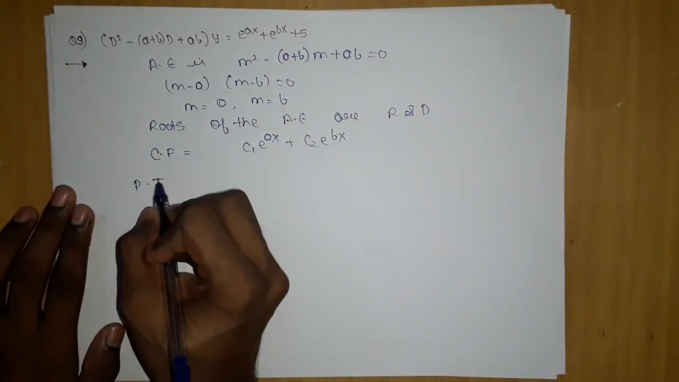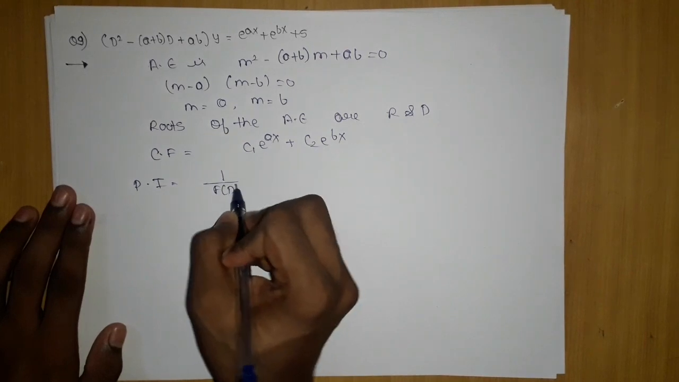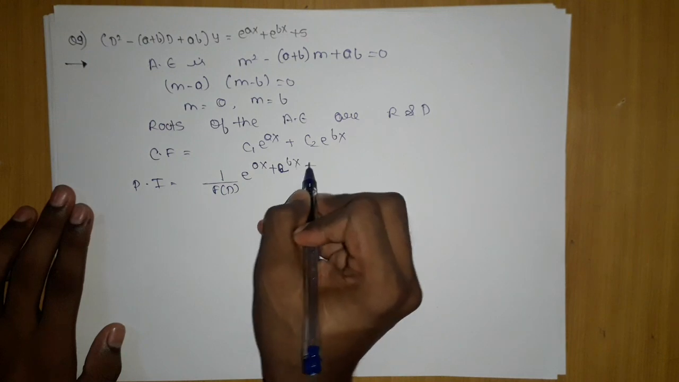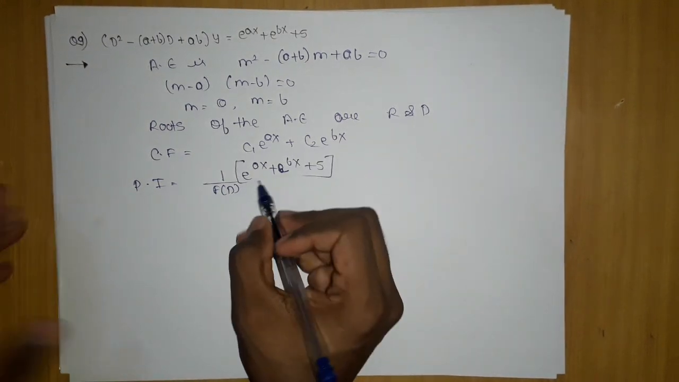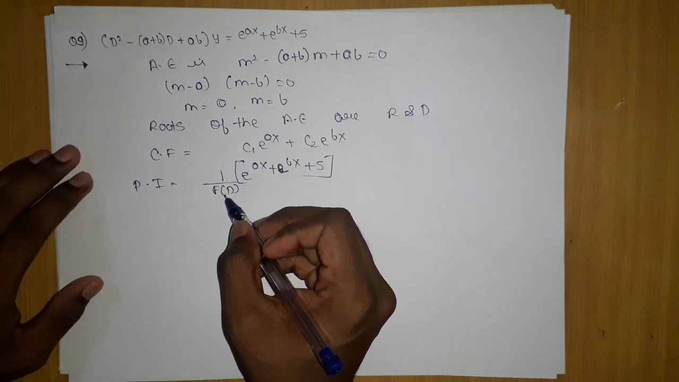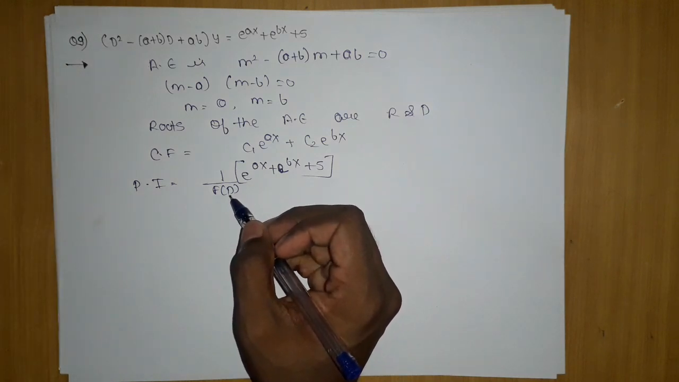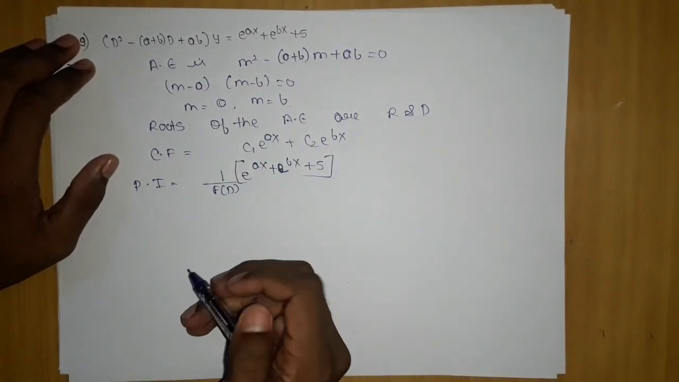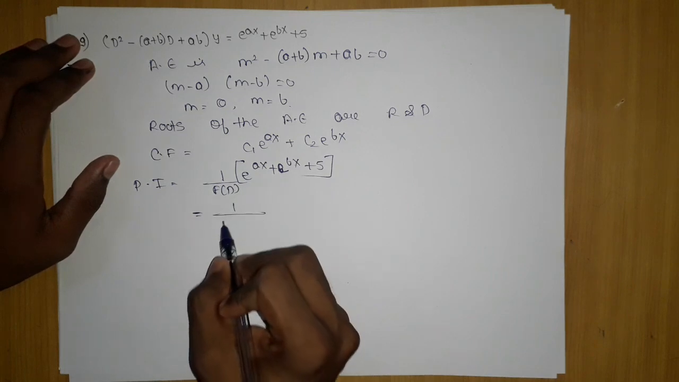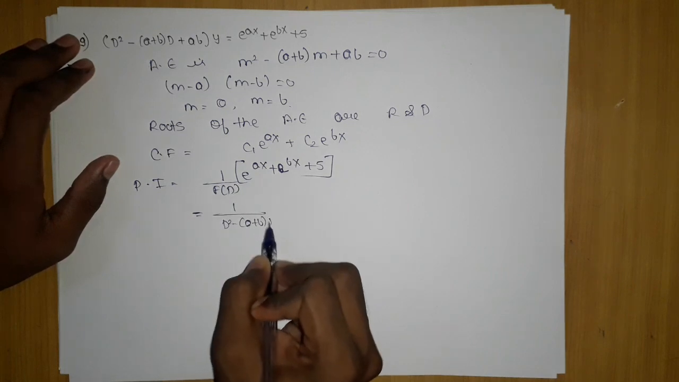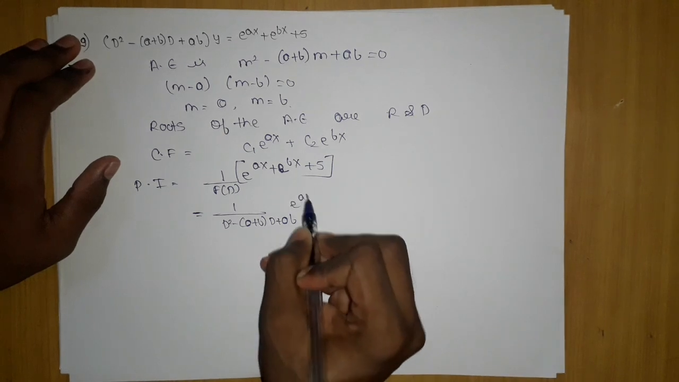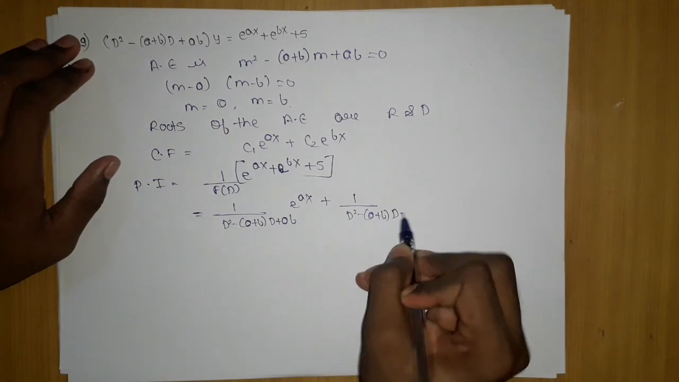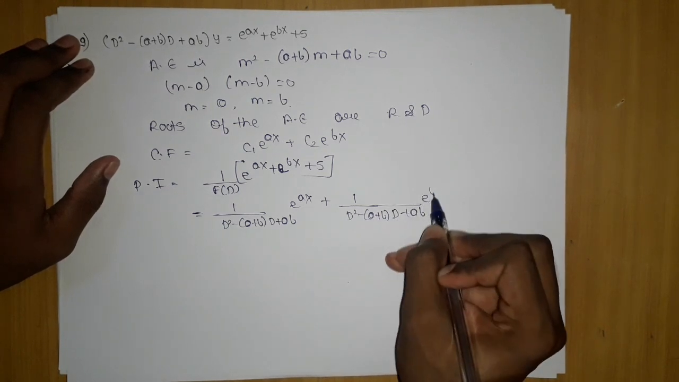Further on, the particular integral will be 1 upon f of D into e to the power ax plus e to the power bx plus 5. We know that at a and b it can be 0, that is for sure. So we are going to differentiate them at a and b respectively. At a and b we know the roots are a and b, so it will be for sure 0 at a and b. So when we write here, it will be 1 upon D squared minus (a plus b) D plus ab into e to the power ax, plus 1 upon D squared minus (a plus b) D plus ab into e to the power bx.